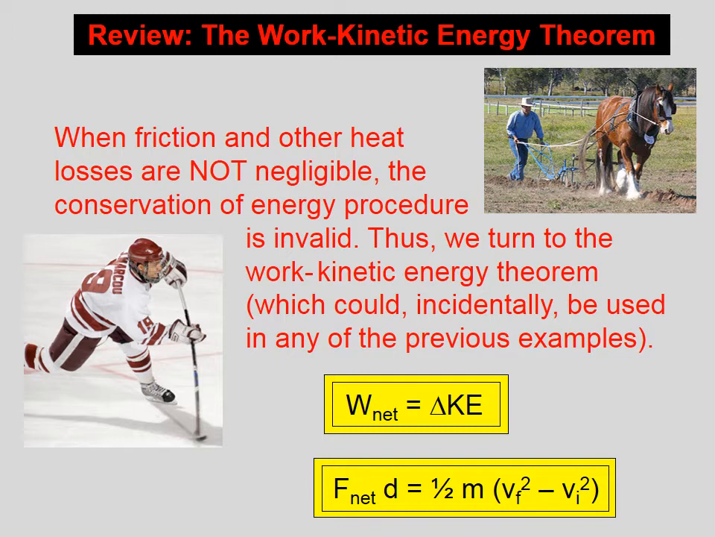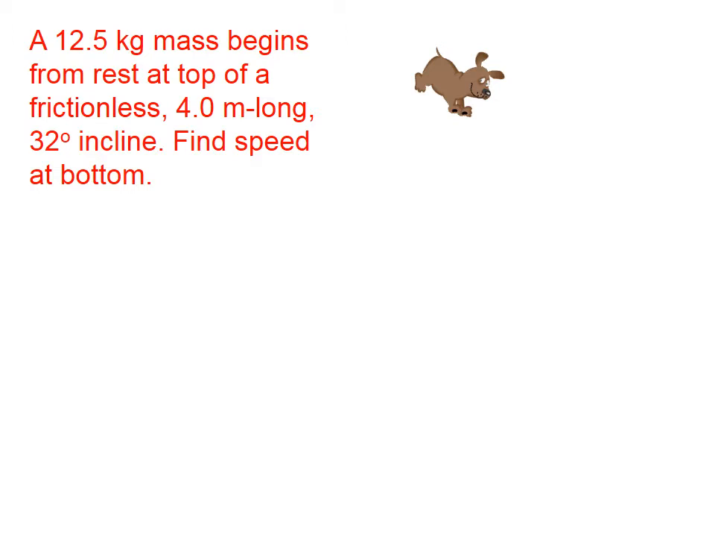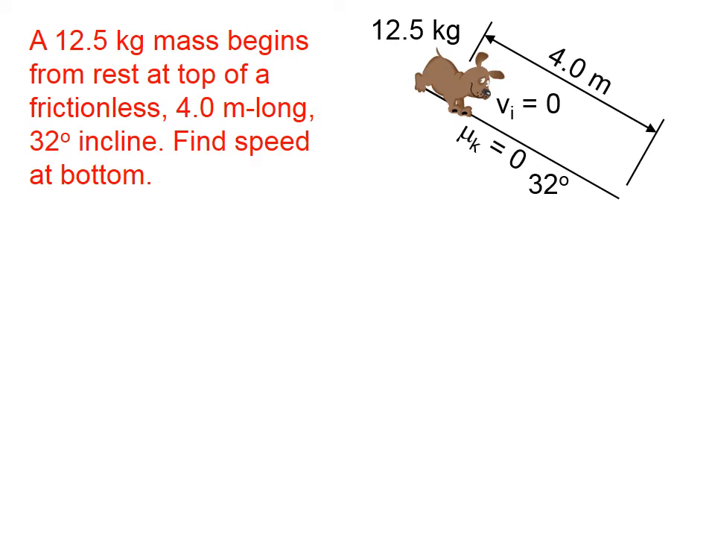V initial squared. In this problem we have a 12.5 kilogram mass that starts from rest at the top of a frictionless 4 meter long 32 degree incline. So you can see the picture here. The incline is 4 meters long, it's inclined 32 degrees above horizontal, and it's frictionless, which means mu sub k is equal to 0 and the mass starts from rest. The question is, find his speed at the bottom.